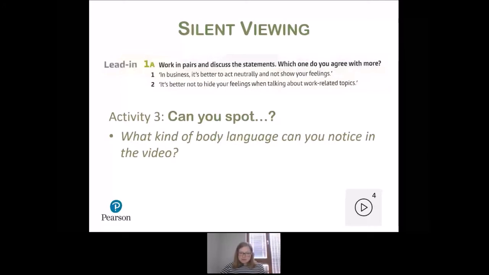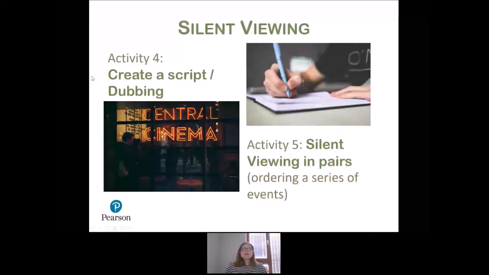So as you can see, you can really understand a lot just by looking at the body language and gestures, and you can cover this topic with your students as well. This is a part of communication between people as well. Okay, so let's move on.